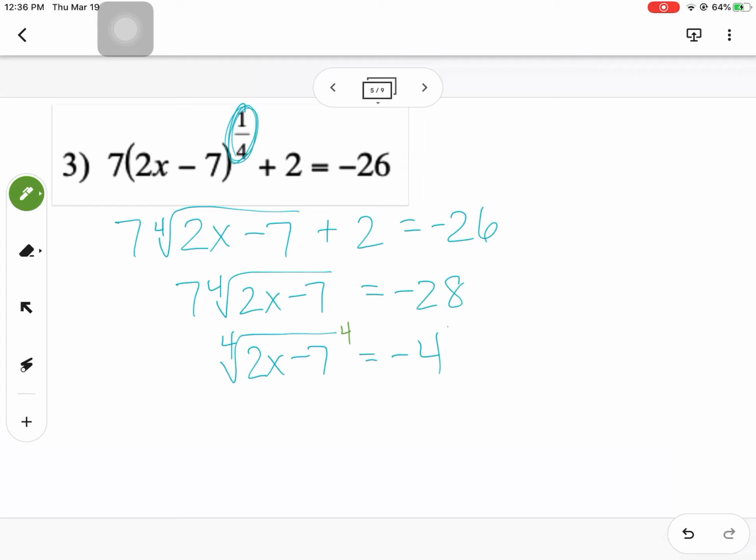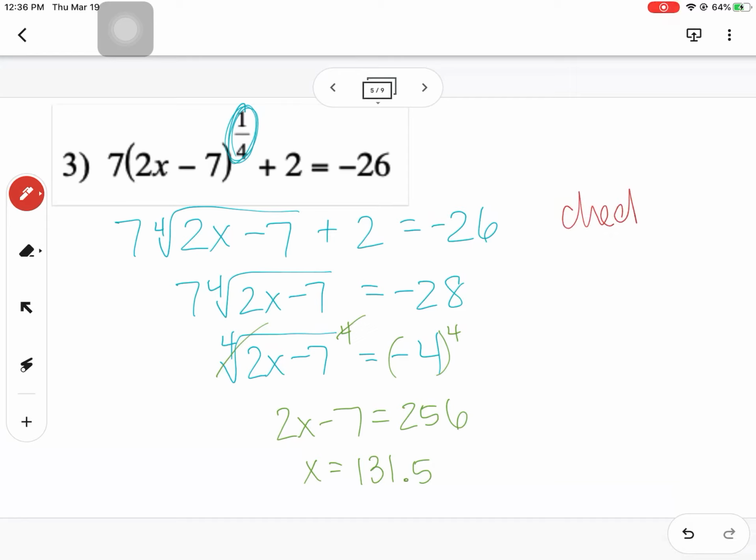To undo a 4th root, much like before, you are now going to raise both sides to the 4th. Negative 4 to the 4th power is going to be 256. And the left-hand side just cancels. When you go ahead and solve that, you get 131.5.